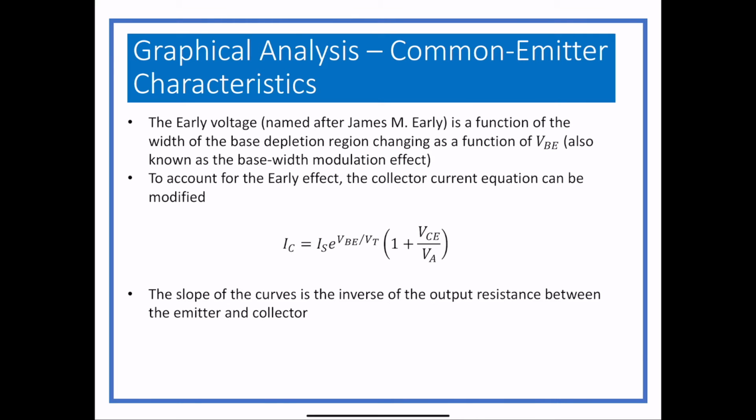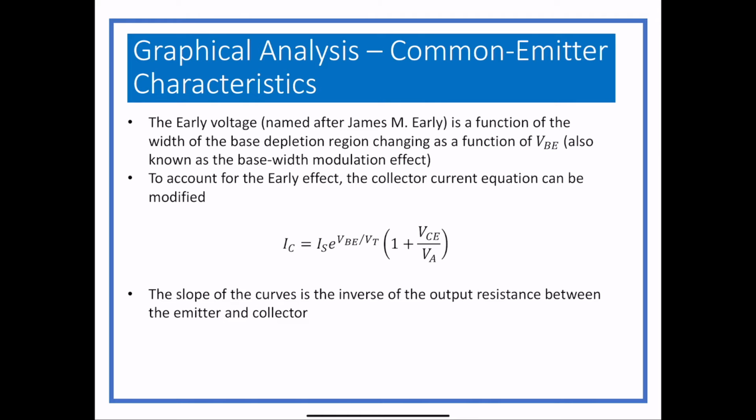The slope of the curves is the inverse of the output resistance between the emitter and collector. That's just like with MOSFETs. The slope was the inverse of the output resistance between the drain and the source. So again, it's pretty much set up the same way. The math for determining RO is a little different, but not terribly different.